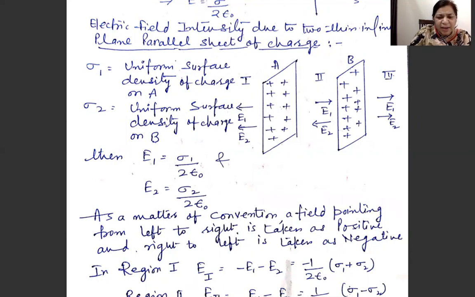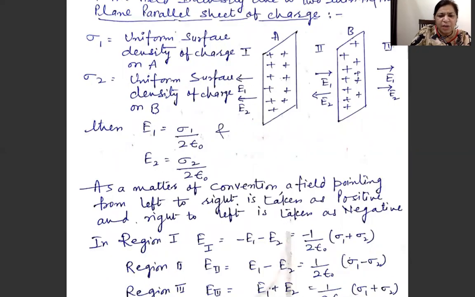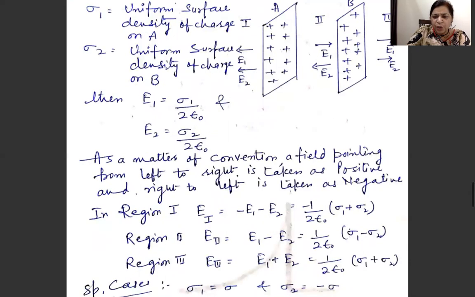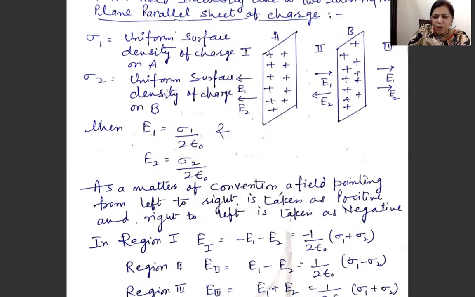As far as the mathematical values are concerned, we have already calculated that E1 is equal to sigma 1 by 2 epsilon naught, and E2 will be equal to sigma 2 by 2 epsilon naught. Again, as a matter of convention, a field pointing from left to right is taken as positive and right to left is taken as negative. So we will have the value in region 1: E is equal to minus (E1 plus E2), that will be equal to minus 1 by 2 epsilon naught (sigma 1 plus sigma 2).